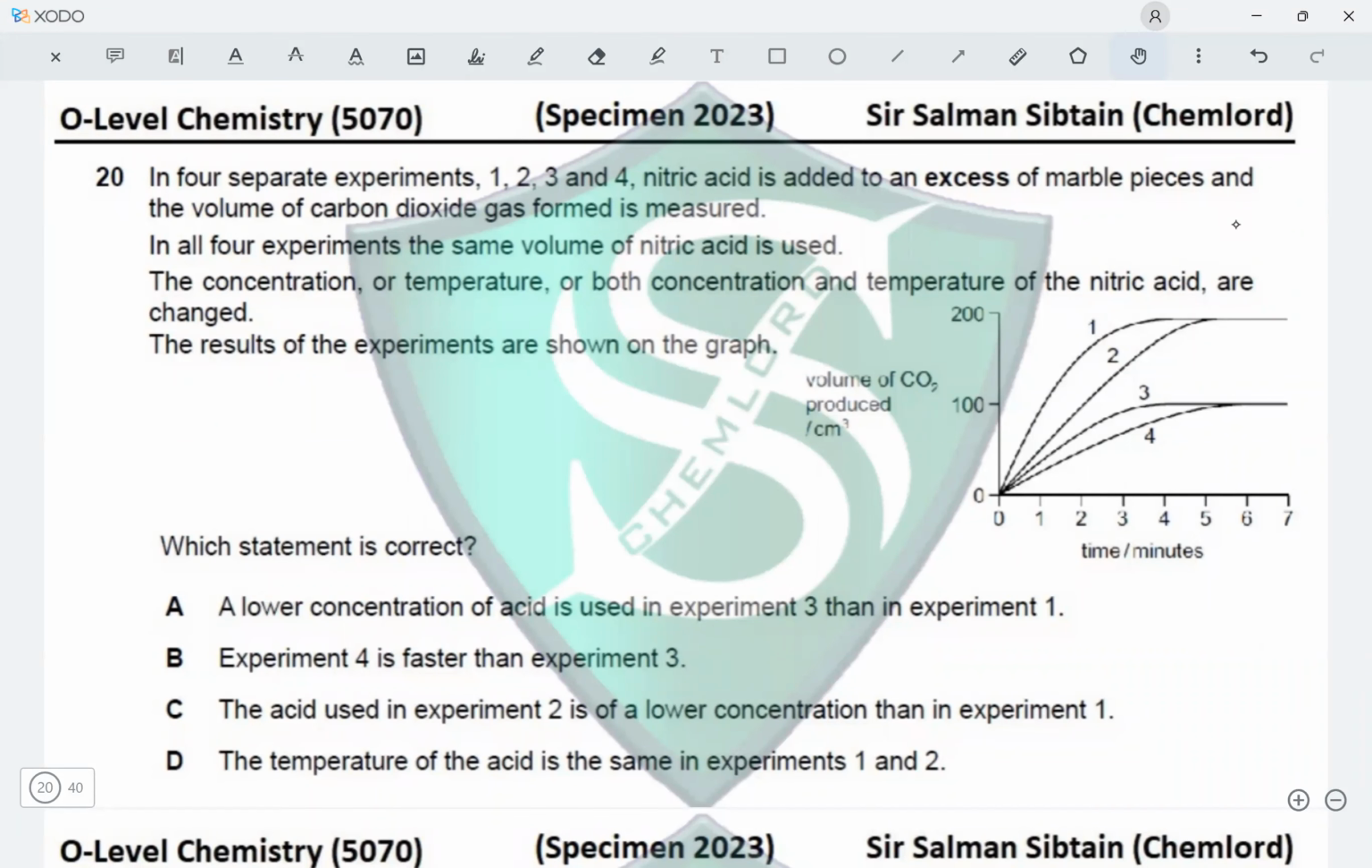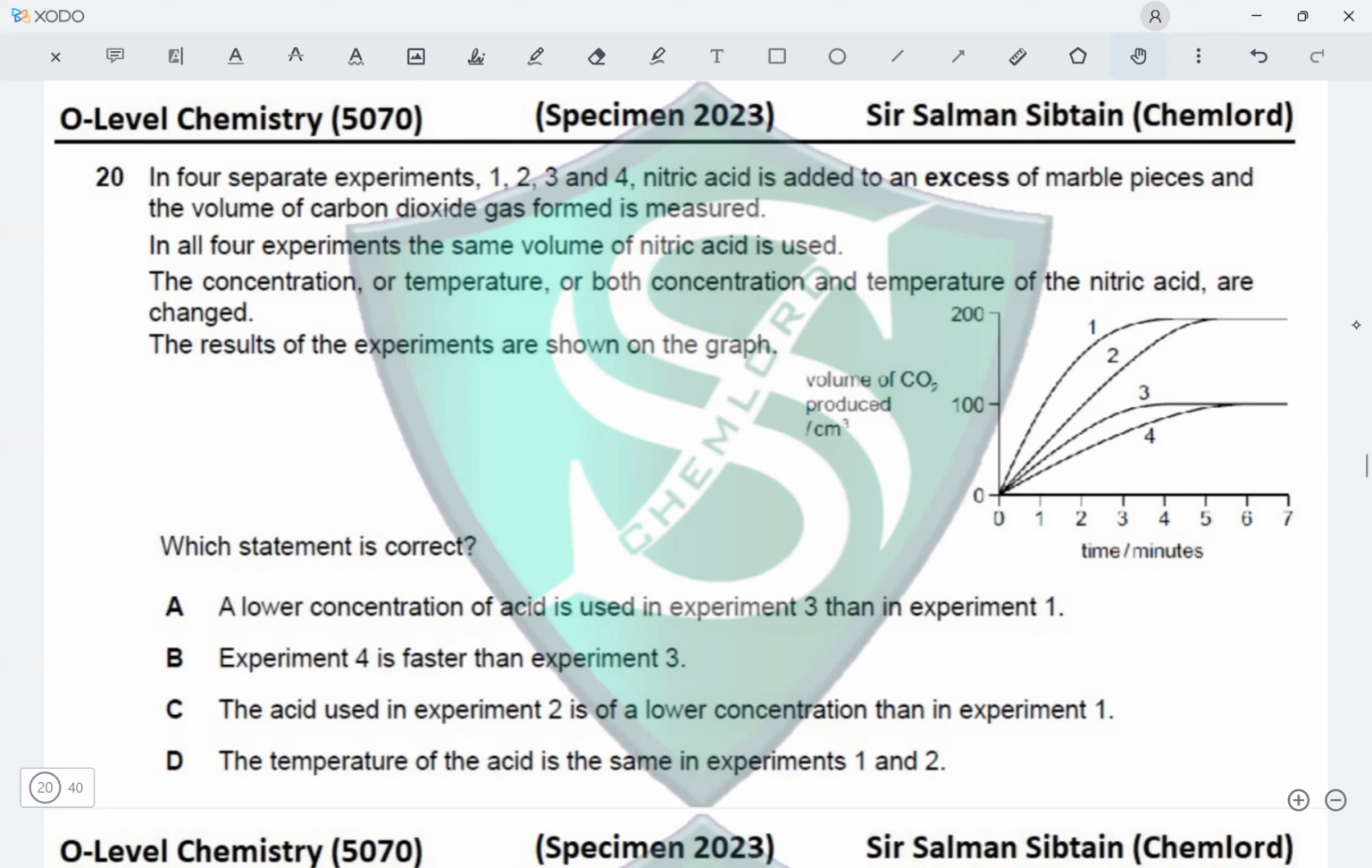Question 20. In four separate experiments, 1, 2, 3, and 4, nitric acid is added to an excess of marble pieces and the volume of carbon dioxide gas formed is measured. In all four experiments, the same volume of nitric acid is used. Both concentration and temperature of the nitric acid are changed. The results of the experiments are shown on the graph. Okay, so this graph has volume of CO2 produced on the y-axis and the time on the x-axis.